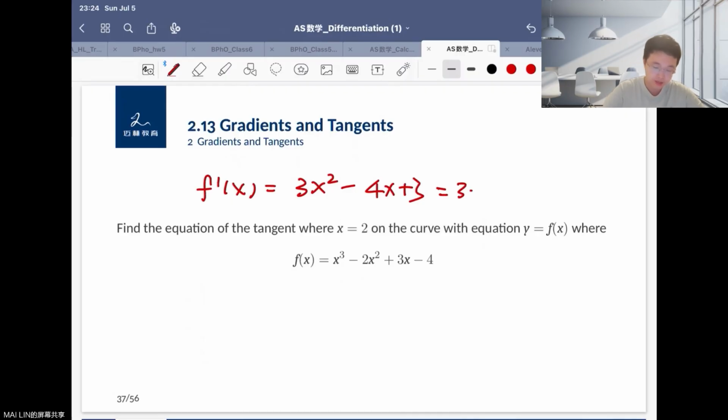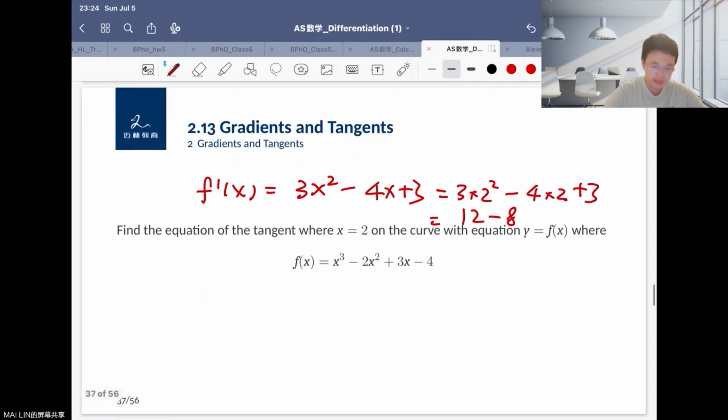So here, when x equals 2, you can just put the x value into it, right? So it is 3 times 2 squared minus 4 times 2 plus 3. So that is 3 times 4 is 12, 12 minus 8 and plus 3 is 7, right? So we can say the gradient for it is 7, okay.